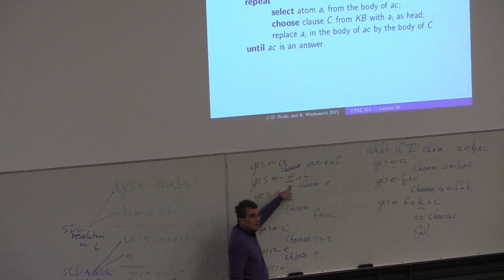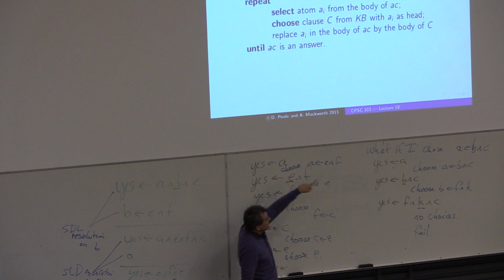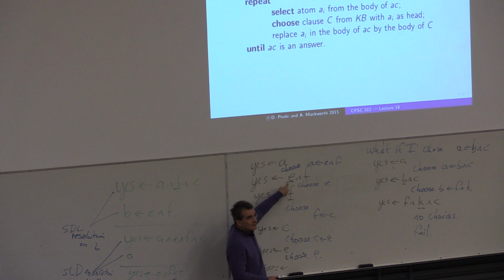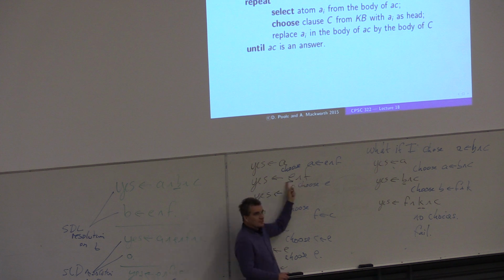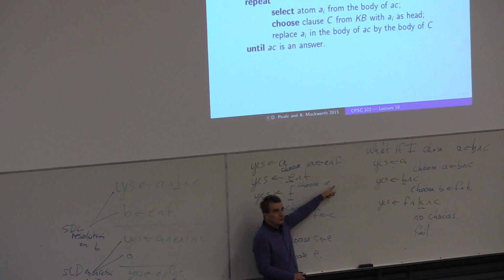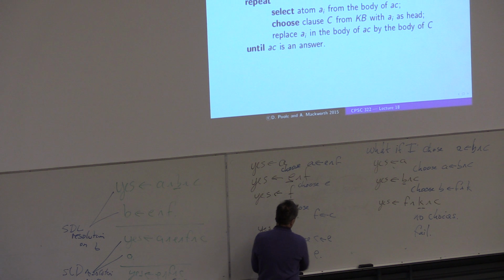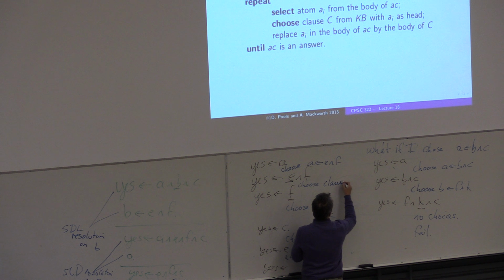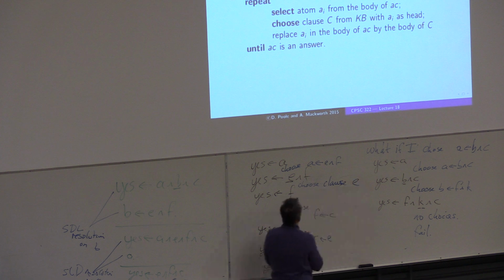And then how do you get F in the next one? When we choose E, we replace E with the body, and there's an empty body, so we're just going to get rid of it. But actually, are you selecting it, or are you choosing? I selected E. I select an element of the conjunction. I select one of these, but then I choose a clause. This is a clause. I choose the clause E. That's important. I choose the clause E.